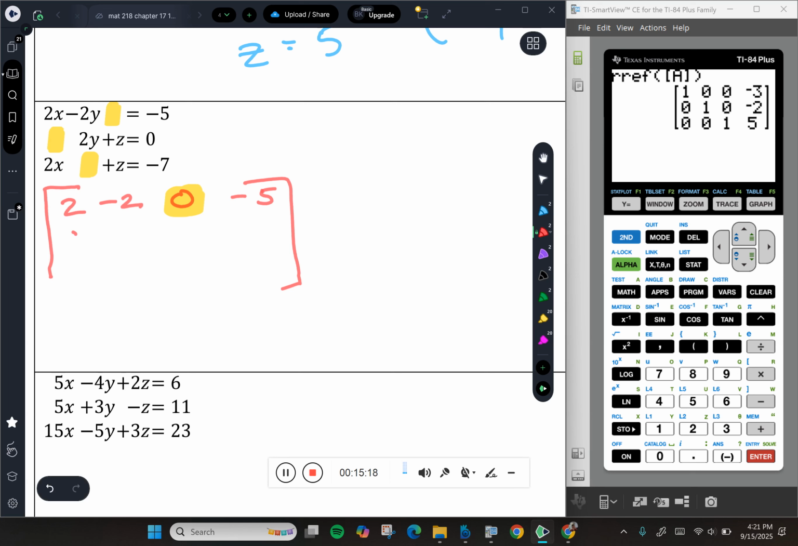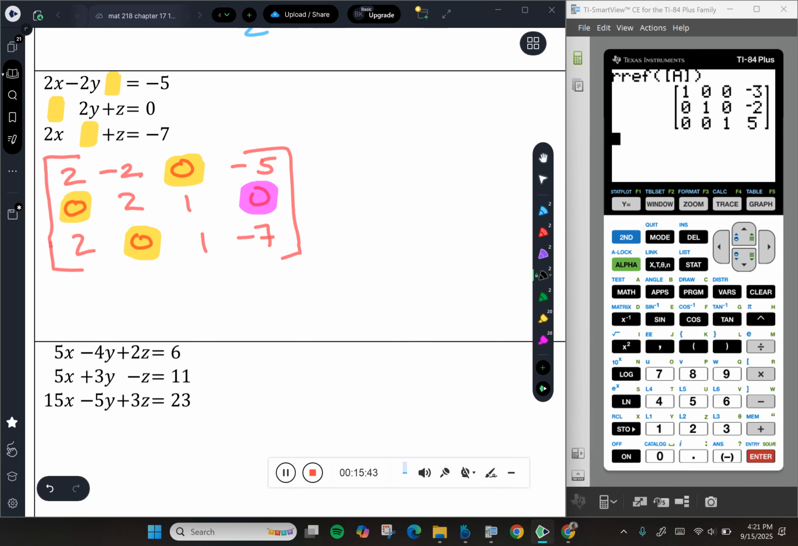Second row, 0 for the x's, 2, 1, 0. And third row, 2, 0, 1, -7. Okay? So these three zeros right here are the zeros that are representing those missing variables. This 0 right here is totally different. That's just saying the equation is equal to 0.